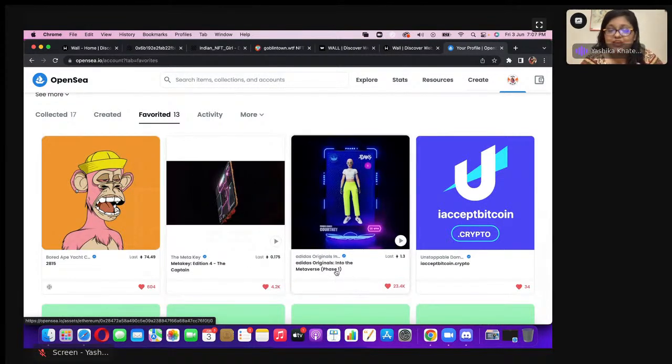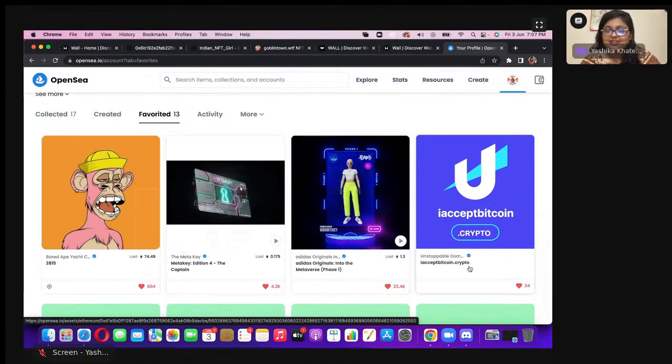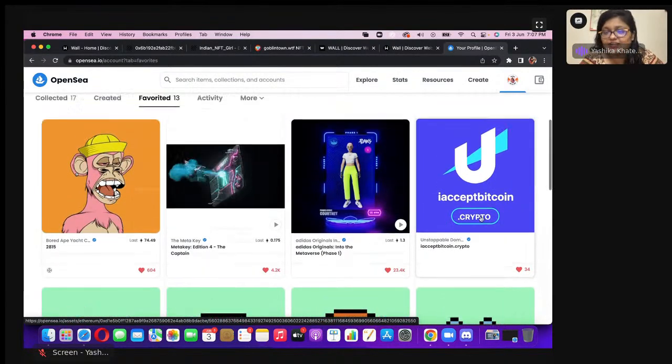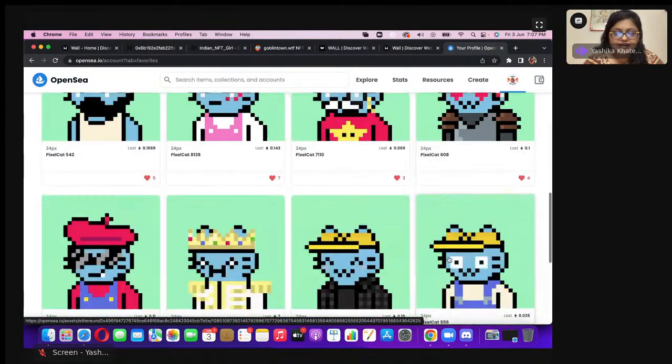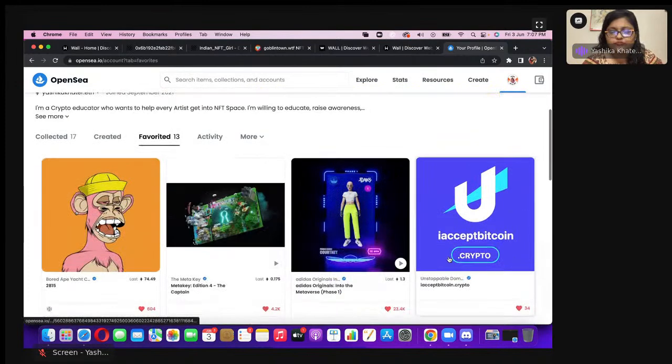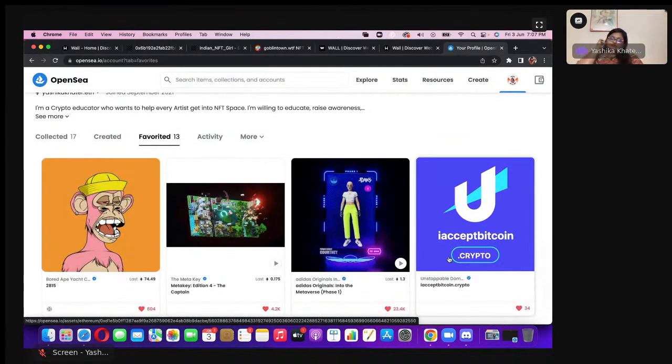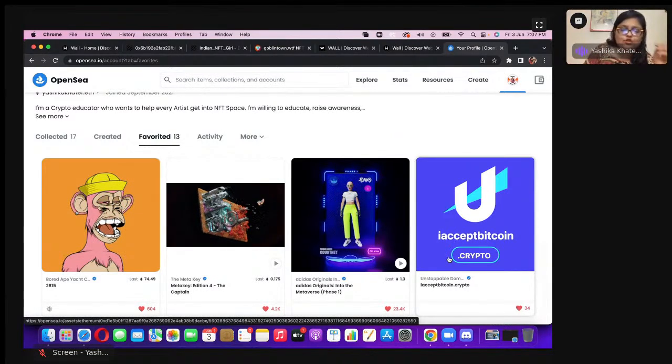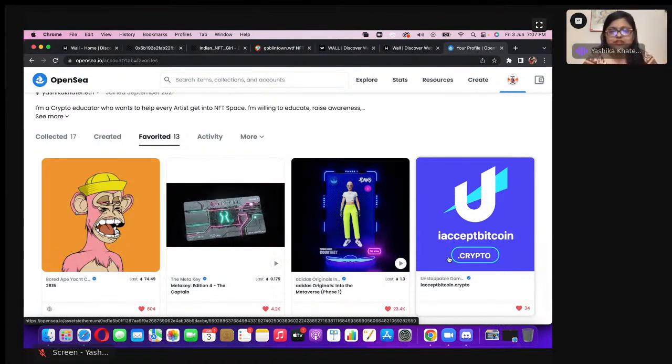Adidas Original, which I was supposed to buy at 0.2 Ether, is now at 1.3 Ether. And then, I was interested in this unstoppable domain. I accept Bitcoin crypto. So all these are the things that I was interested in. So watch list is a way to see how that project has done, and favorite is a way to show your interest in one particular NFT and see how that NFT does. Okay.